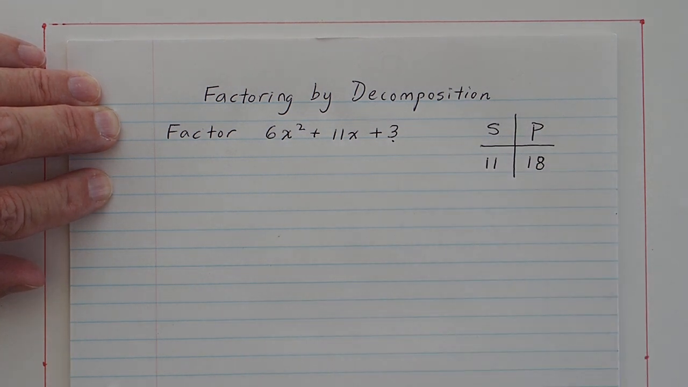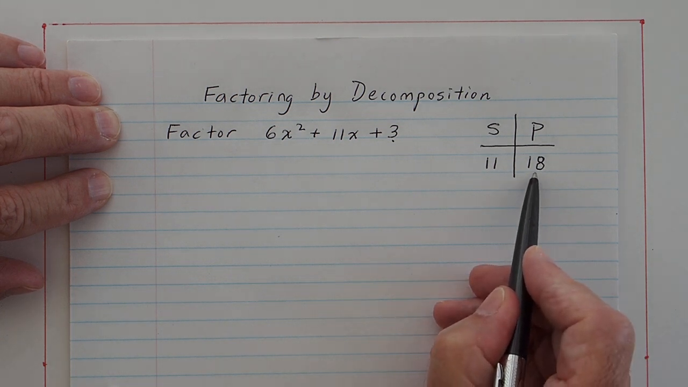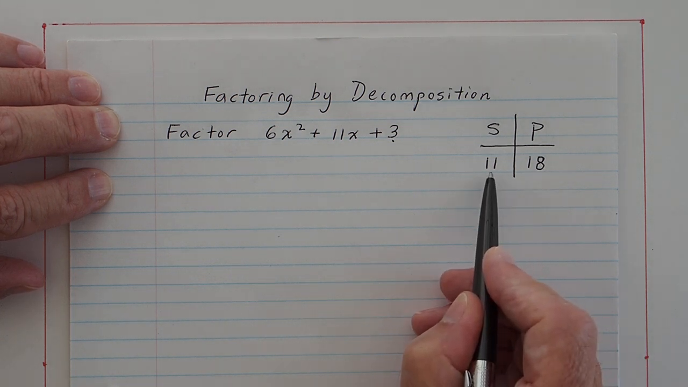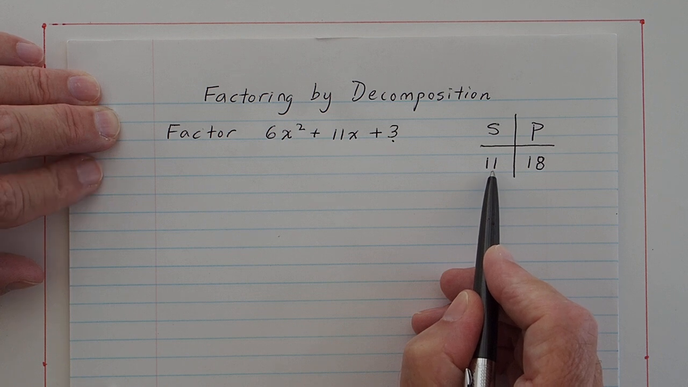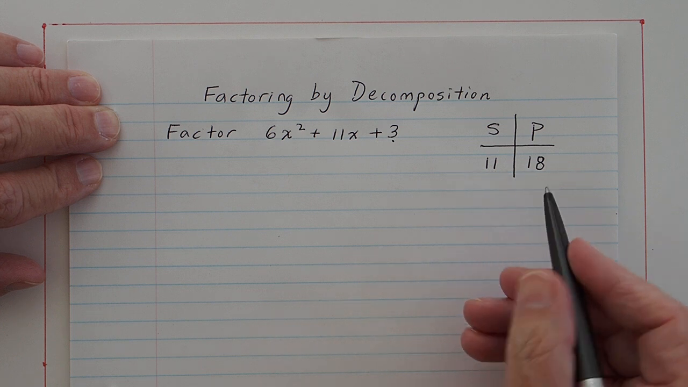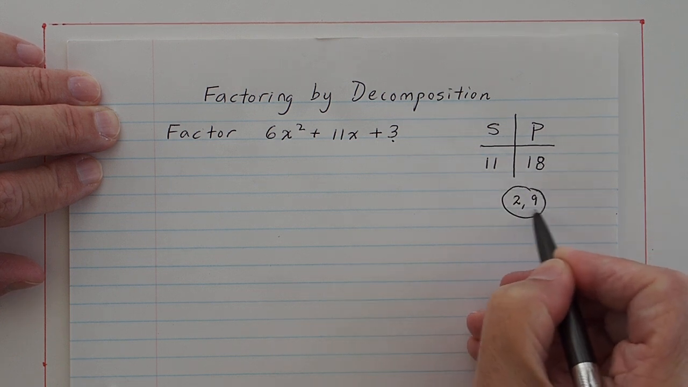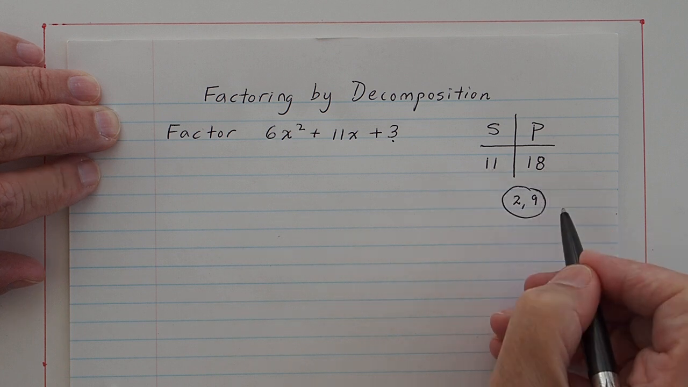Your job now is to think of two numbers which multiply to 18 and add to 11. Well, they're not 6 and 3, which might be your first guess. 6 times 3 is 18, but 6 plus 3 is not 11. After a little bit of thinking, you come up with 2 and 9. Those are your numbers. They add to 11 and multiply to 18.